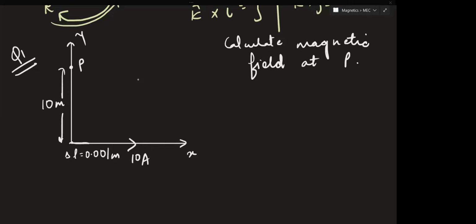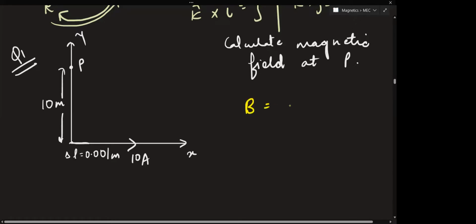Others also answer. Only two students have answered, Atif and Krishna. So, direct formula based question. Magnetic field is given by what? Biot-Savart's law, you know. Biot-Savart's law says: B equals mu naught I dl sine theta divided by r square and 4 pi.